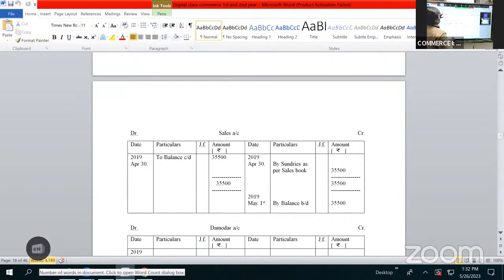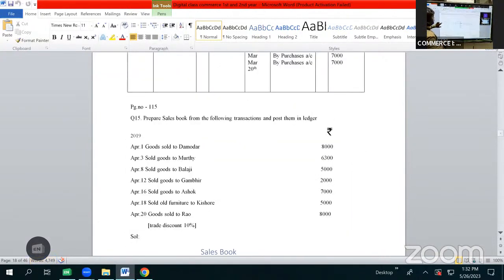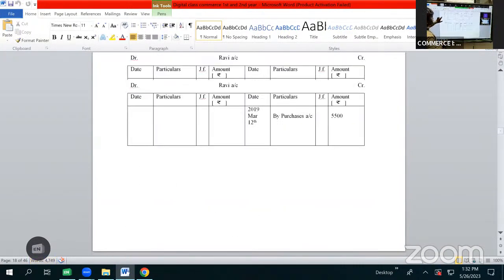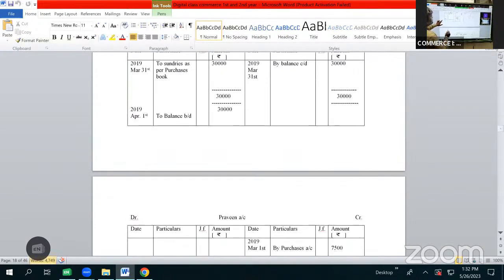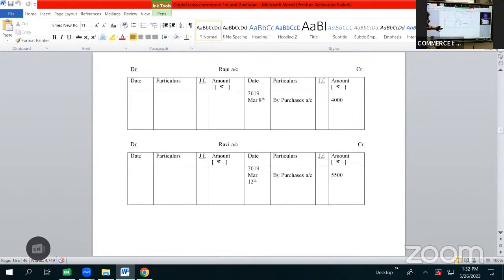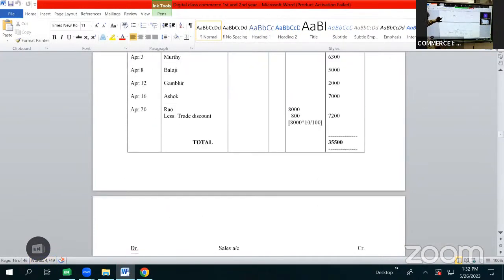So in our previous problem, purchases, it was an expenditure. So it was shown on debit side as to sundries as per purchases book. Whereas sales, as it is an income, it will be shown on credit side as by sundries as per sales book.